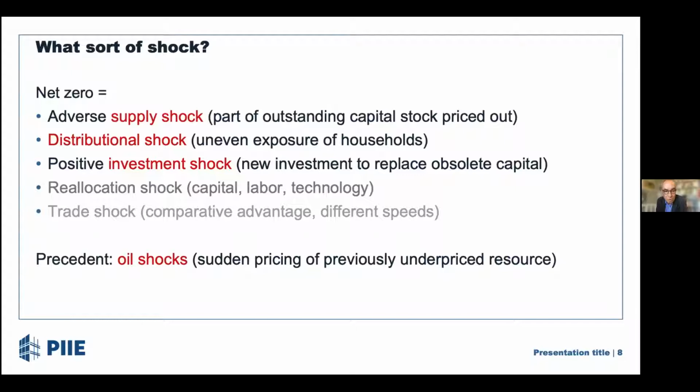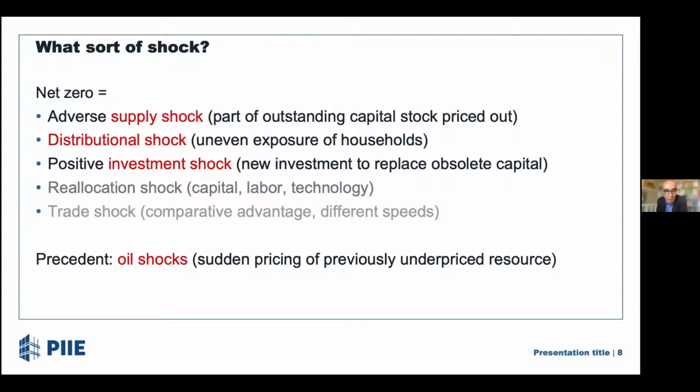There are also distributional effects. They're very much in the news and the attention of policymakers, perhaps more than the supply shock dimension: the uneven exposure of households to climate change and the uneven exposure of countries. There will be a positive investment shock to the extent the climate policy is successful. There needs to be new investment to replace the capital made obsolete by the policy. And then there will be a reallocation of capital, labor, and technology across companies and sectors. And something I'm not going to discuss here, the trade shock or the international dimension.